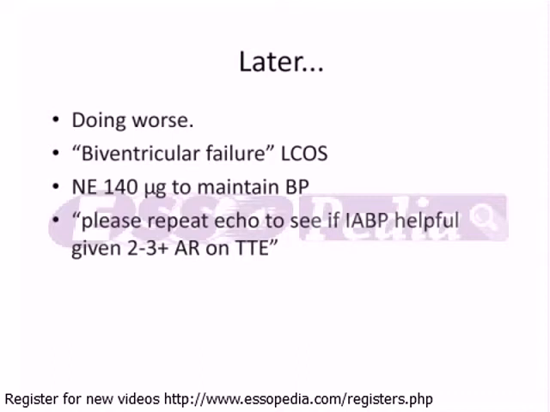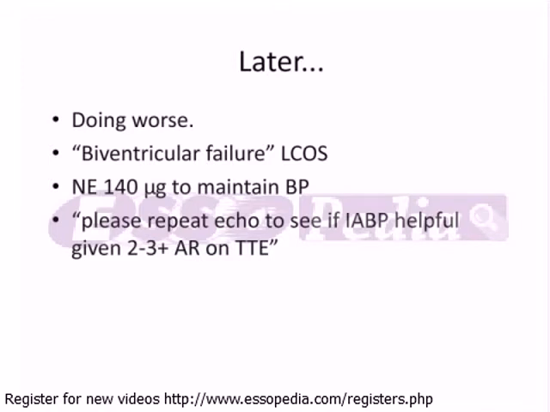Later on, the patient was doing significantly worse, and the patient was thought to have biventricular failure and low cardiac output syndrome. The Levophed was at a very high dose in order to maintain blood pressure, and we were asked, because there was a mild to moderate aortic regurgitation on the first transthoracic echo, to repeat an echo to see if an intra-aortic balloon pump might be beneficial and to see whether there was too much aortic regurgitation for this.